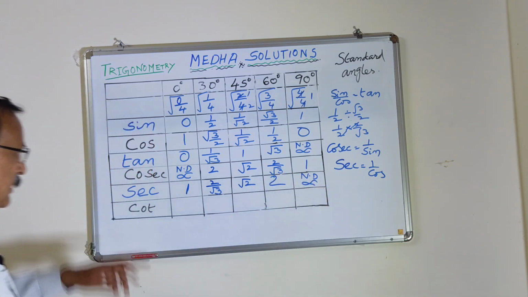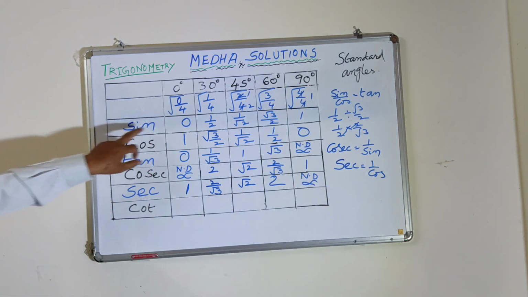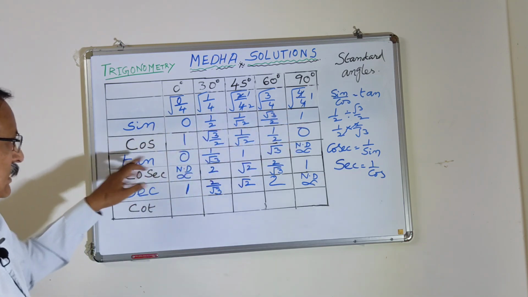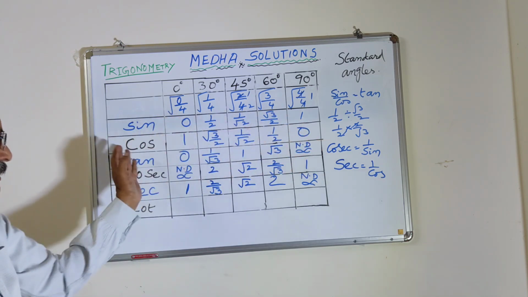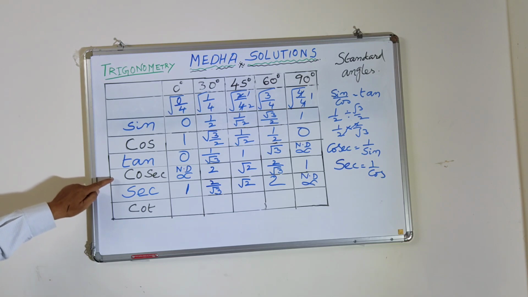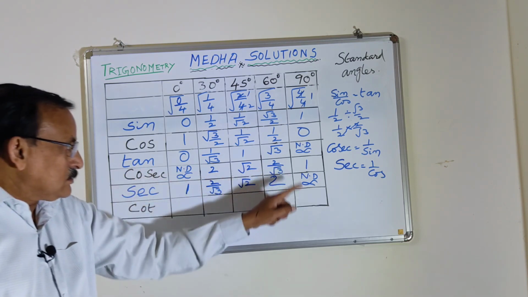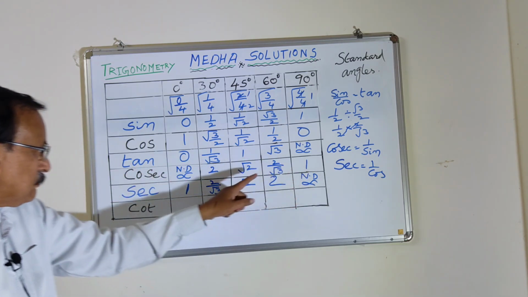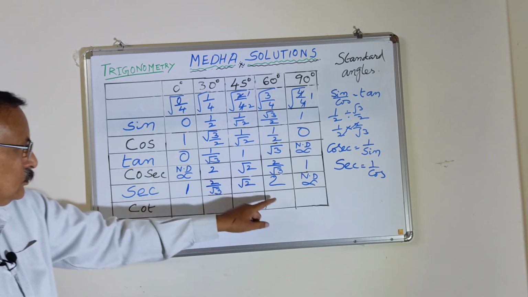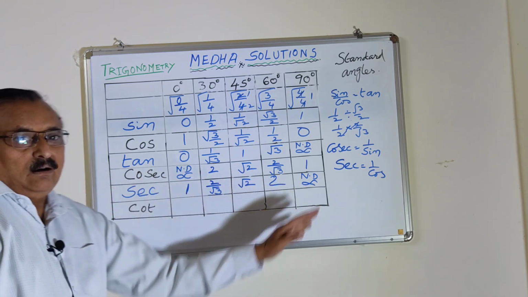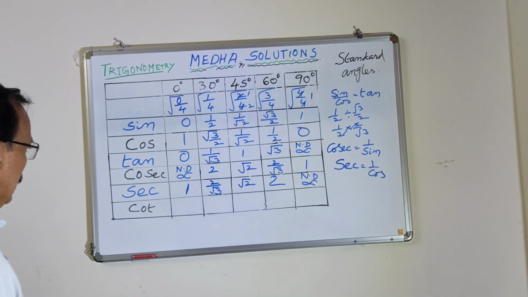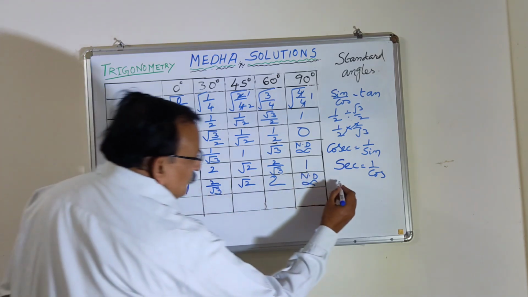Now see, for cosec, the sine values 0 to 1 like this, and for cos we have changed this order, right to left, left to right. Observe cosec, here see the values, again the same values: 1, 2 by root 3, root 2, 2, not defined. Change the order, left to right or right to left. And then now cot and tan are inverse functions.